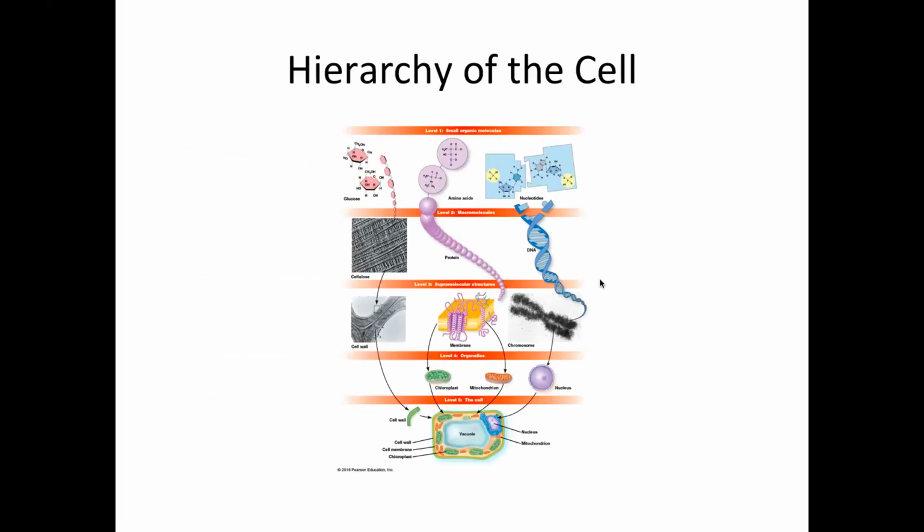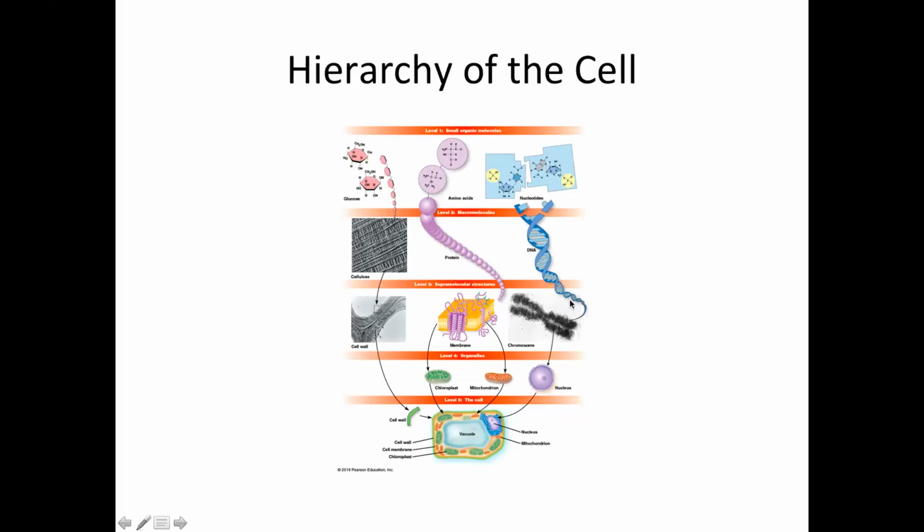So first, let's start with that polymerization question. There is a natural hierarchy to the cell, and we covered that in this first module. We started talking about small organic molecules, things like monosaccharides and amino acids and nucleotides, and how they come together to form macromolecules, which make up the supramolecular structure, things like membranes and cytoskeletal elements and our chromosomes, and then eventually those make up our organelles, our mitochondria, our nucleus, etc.